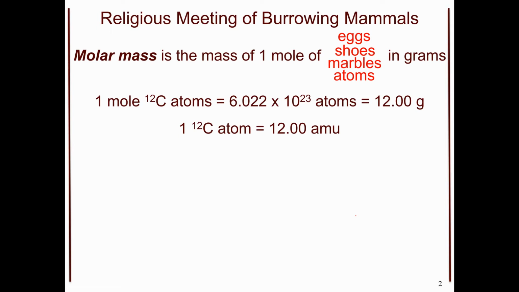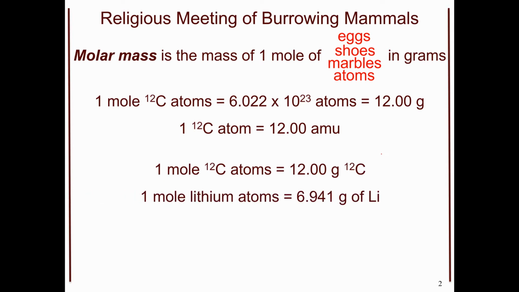However, if we are going to talk about individual atoms or molecules, we are going to use the atomic mass unit. So 1 carbon-12 atom still has the same numeric mass, but we are going to change the unit. In this case, it will be 12 AMUs. So 1 mole of carbon-12 atoms is 12 grams. 1 mole of lithium atoms, if we go to the periodic table, has a mass of 6.941 grams of lithium.